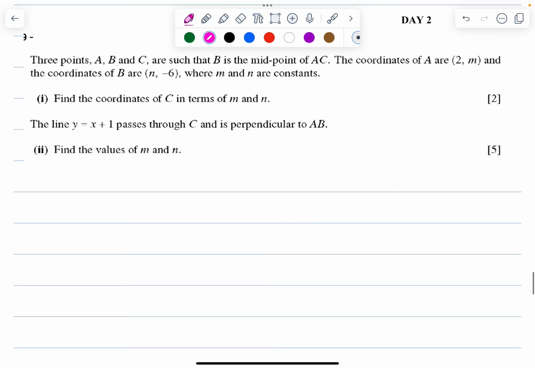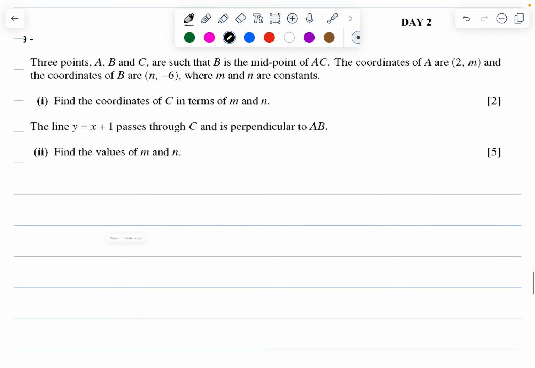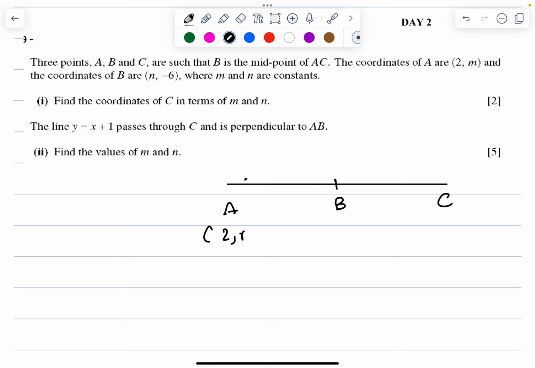3 points ABC are such that B is the midpoint of AC. The coordinates of A are 2, m and the coordinates of B are n, negative 6. Find the coordinates of C. So B is the midpoint of AC, so let's draw the diagram. A is 2, m and B is n, negative 6 and C is x, y.